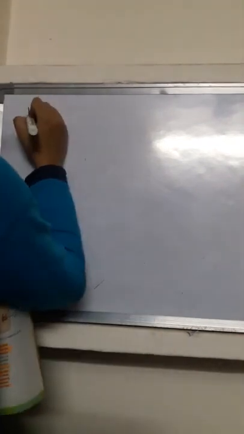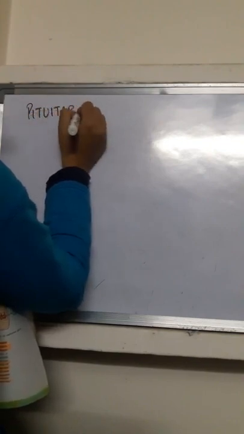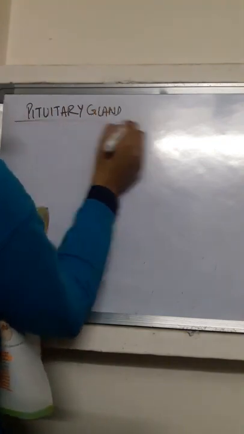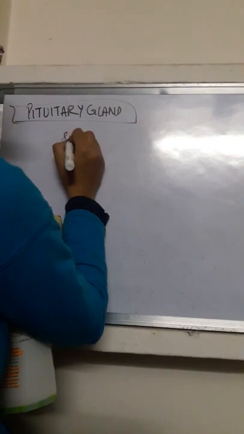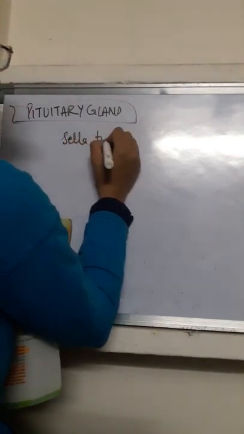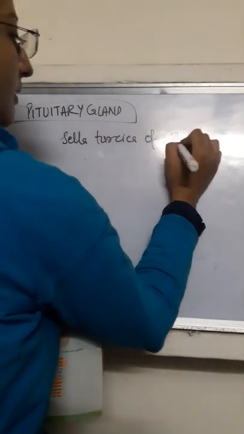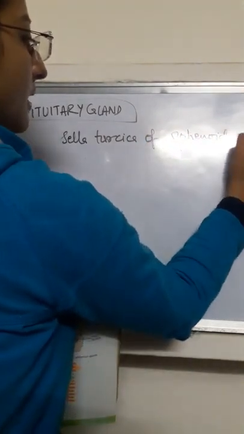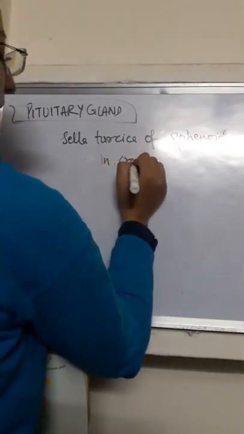Pituitary gland. Pituitary gland is located in the sella turcica of the sphenoid bone in the cranium.